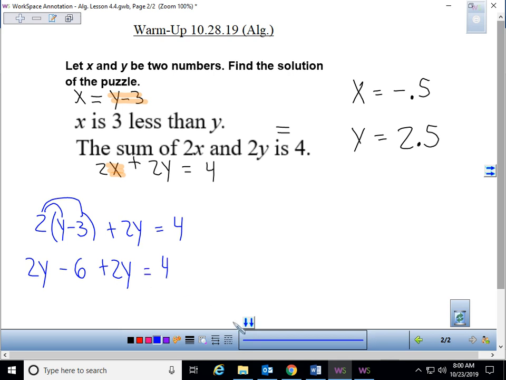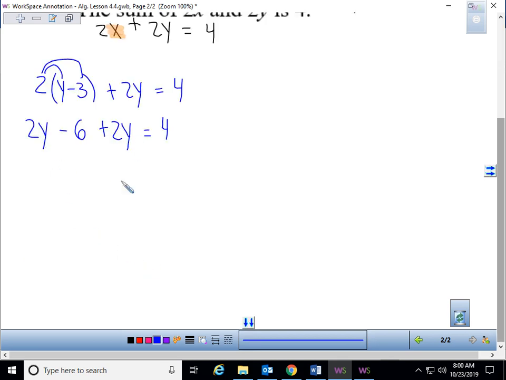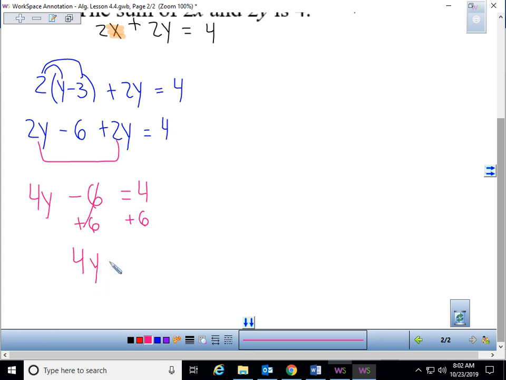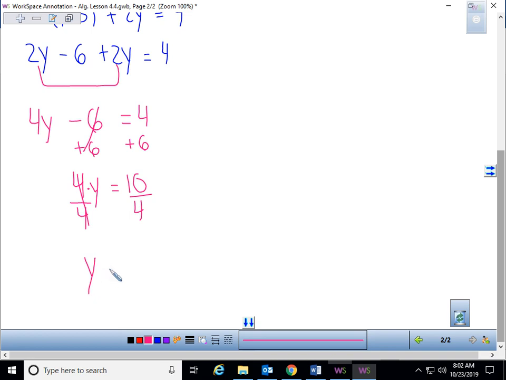So this simplifies back down to a chapter 1 problem. You combine your like terms, because my goal now is to get y by itself. My like terms are just the y values. So I'm just going to do these two, and I get 4y minus 6 equals 4. Getting y by itself, I add 6 to both sides. This gives you 4y equals 10. Getting y by itself by undoing that secret operation of multiplication with division, this gives you y equals this fraction.